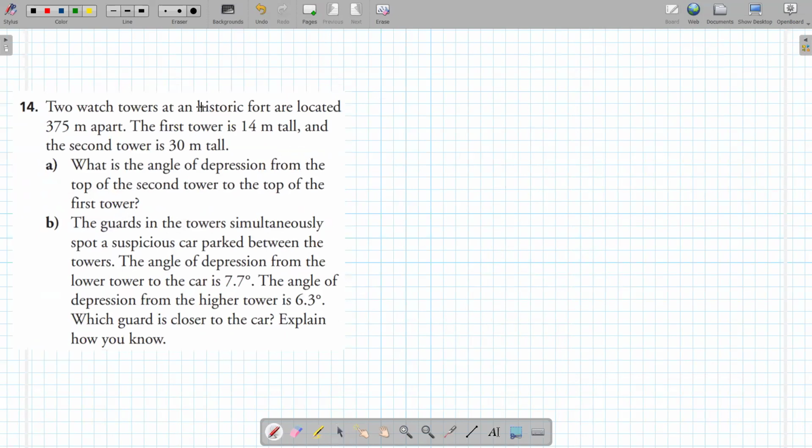So there are two towers. They are 375 meters apart. So the first tower is shorter, 14 meters. The second tower is 30 meters. And the distance between them is 375. All right. A question. What is the angle of depression from the top of the second tower to the top of the first tower?